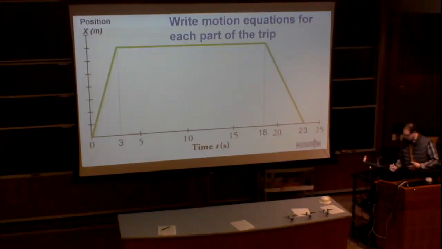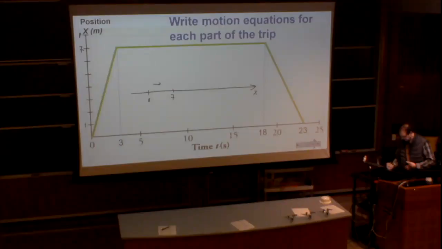So to draw a motion diagram, first we should draw the x-axis, choose the origin. And what we see is 1, 2, 3, 4, 5, 6, 7, 8. So that's 7. For 3 seconds, it was traveling to the right until it reached 7 meters. And call it V1.